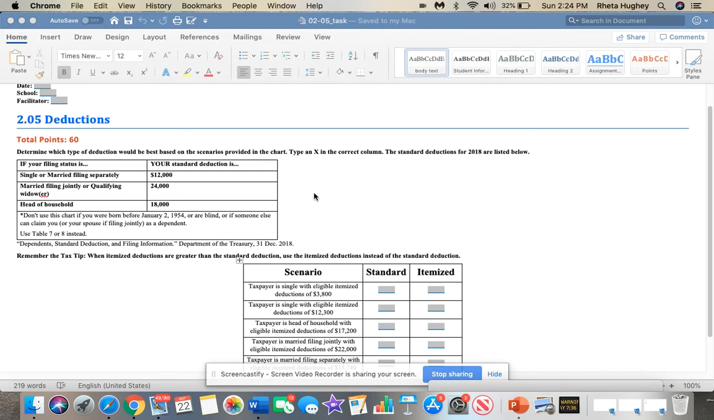But just keep in mind that you're looking at the total of the itemized deductions down here, and you're comparing them with the amount of the standard deduction. If your itemized deductions are larger than the standard deduction, you check itemize. If your itemized deductions are smaller than the standard deduction, you check standard. Hope this explains.